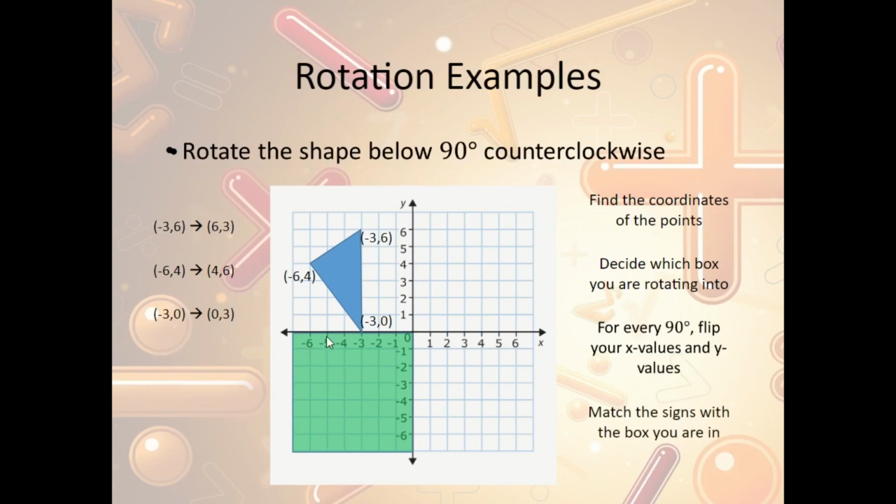Now I match the signs. Well, over here my x's are negative and my y's are negative. So all of these are going to become negatives. So this should be negative 6, negative 3; negative 4, negative 6; and 0, negative 3.